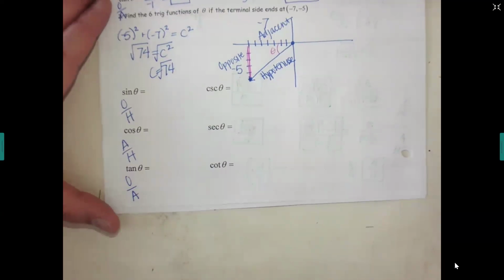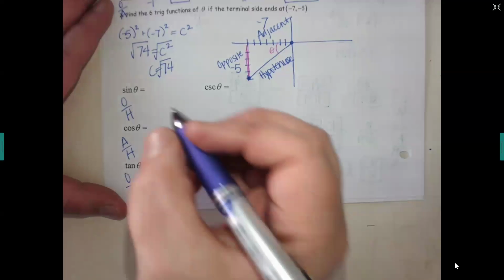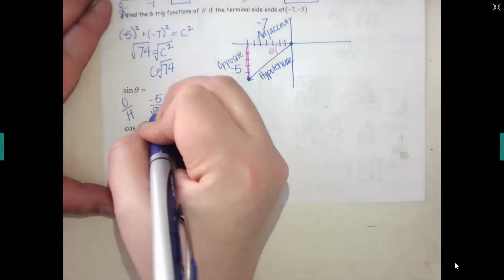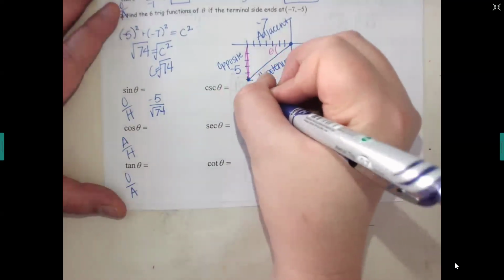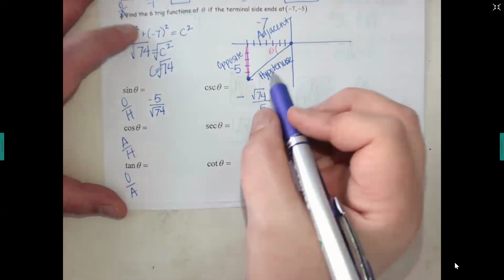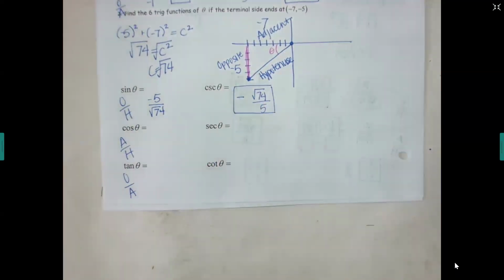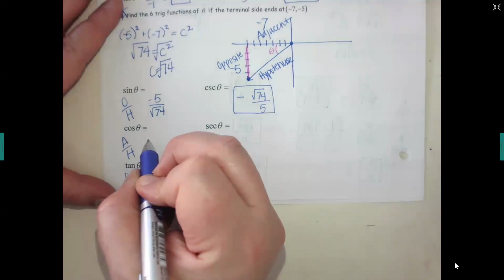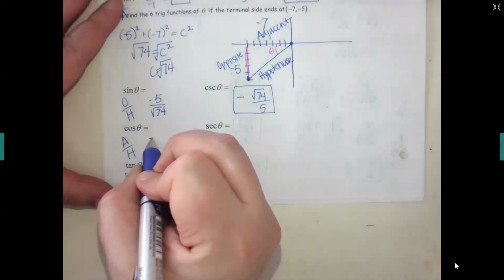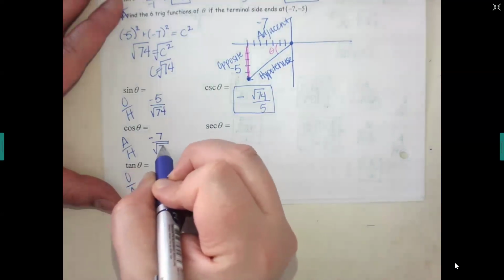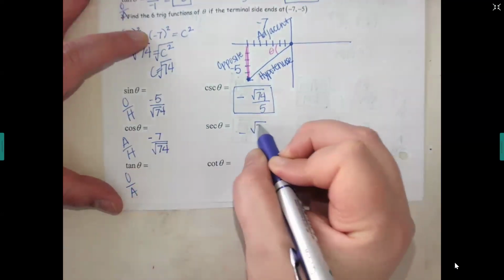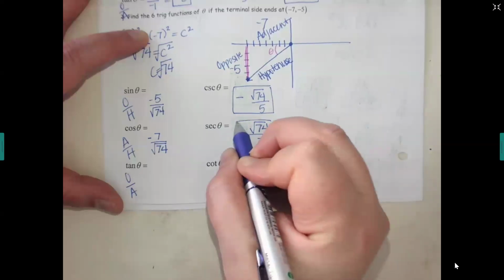What will my values be for sine? Tell me the fraction that I'll write down. Then when I flip it, I'm going to do the negative in the front, root 74 over 5. Remember, you do not have to package the negative into a specific part of the fraction. That doesn't matter. Cosine will be what? Which means it'll be negative root 74 over 7.